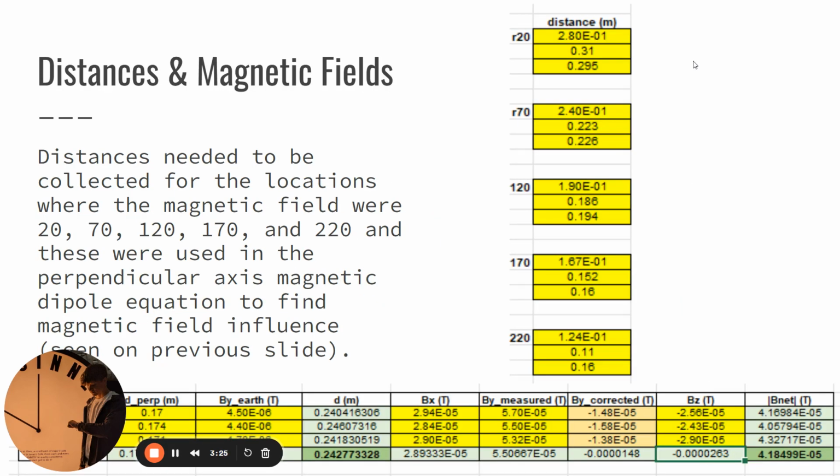For distances, there are my observed distances and also my perpendicular collections. The distances were needed in order to collect locations where the magnetic field was equal to 20, 70, 120, 170, and 220 microteslas. And these used the perpendicular axis magnetic dipole equation in order to find the magnetic field influence, which is at the bottom. That was what we observed.